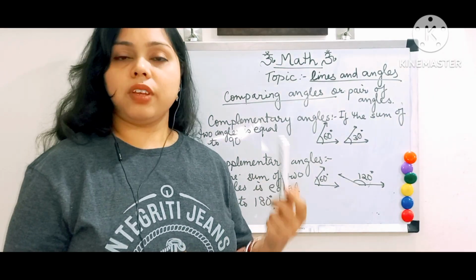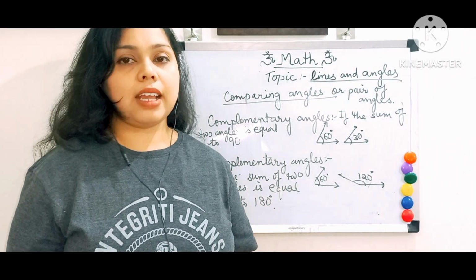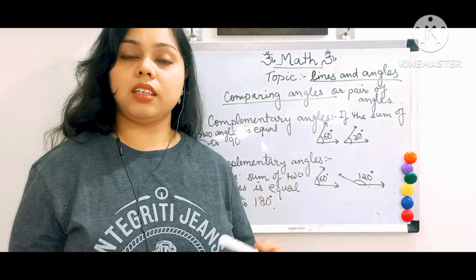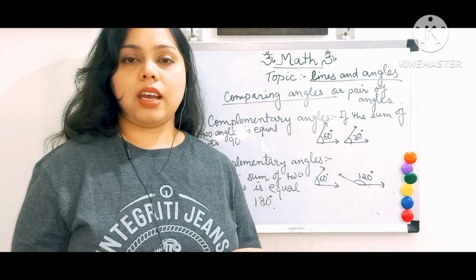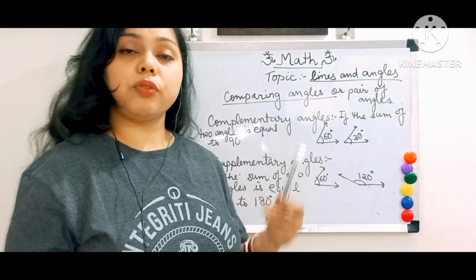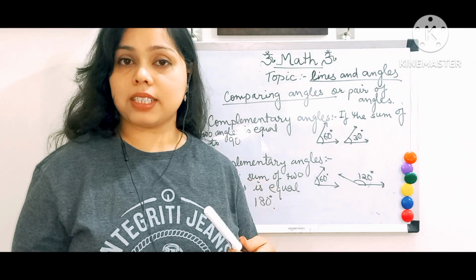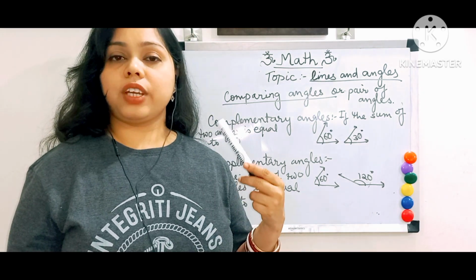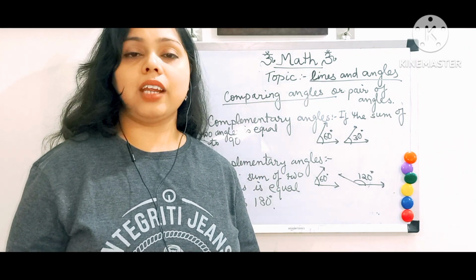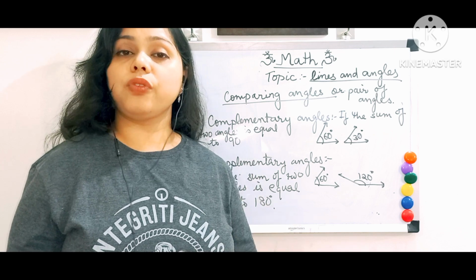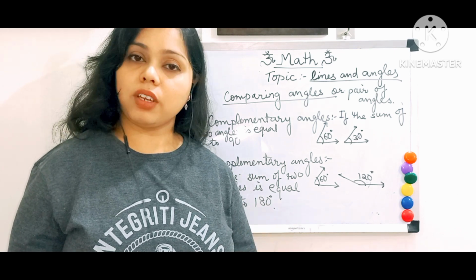Now next we will understand about adjacent angle and linear pair, and what will happen if there are two lines, where we will call them intersecting lines or parallel lines. That all we are going to discuss in the next video.